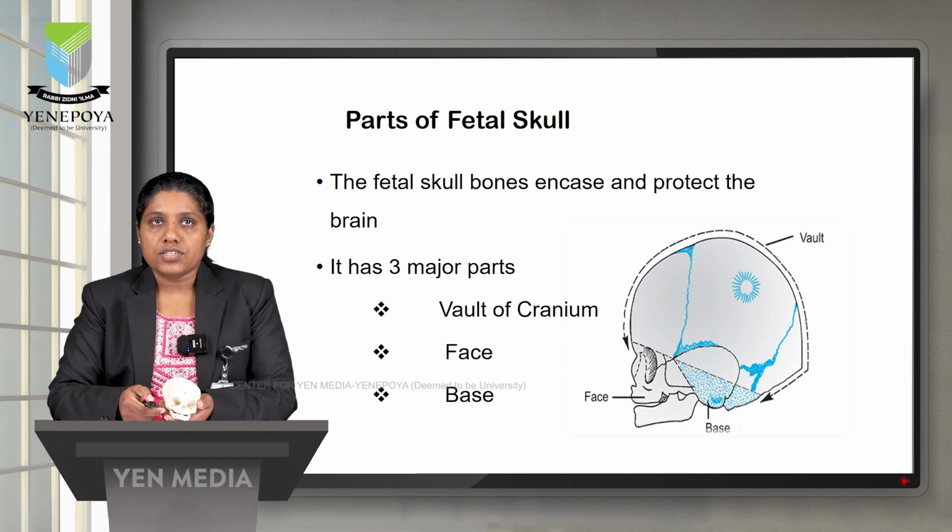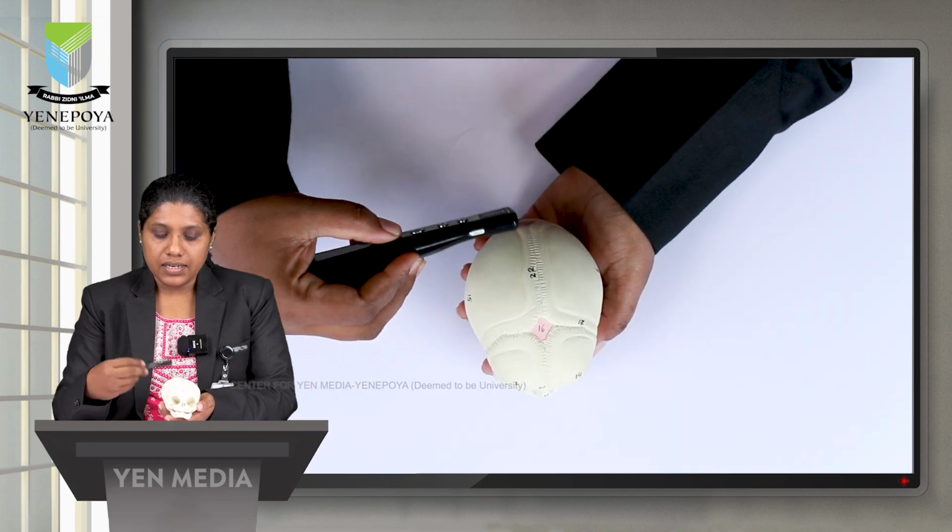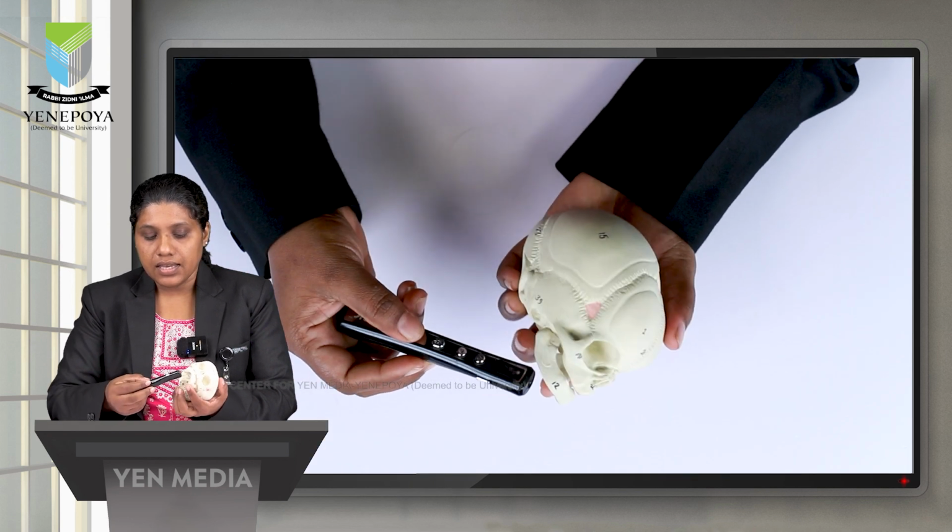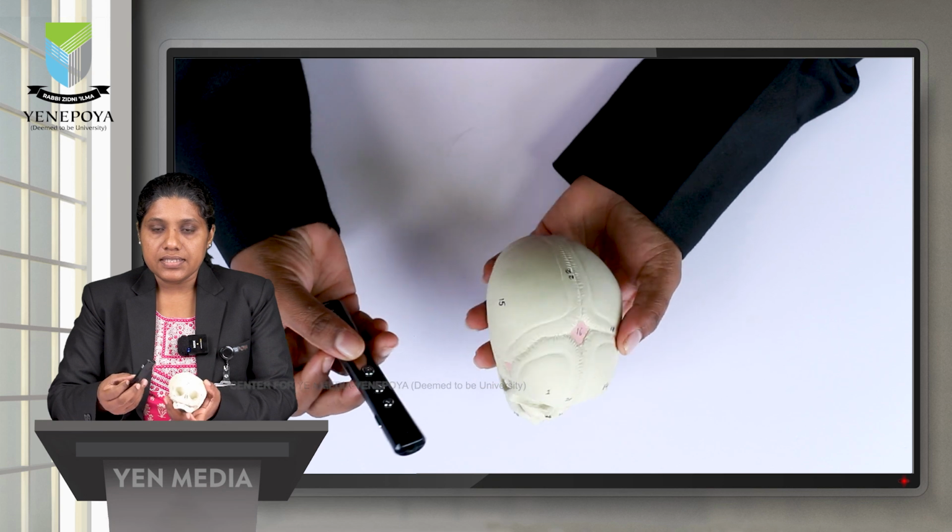Let's move on to the parts of the fetal skull. The fetal skull bones encase and protect the brain. It has three major parts, that is vault of cranium, face and base. This is the vault of the cranium, this is the face and this is the base of the fetal skull.